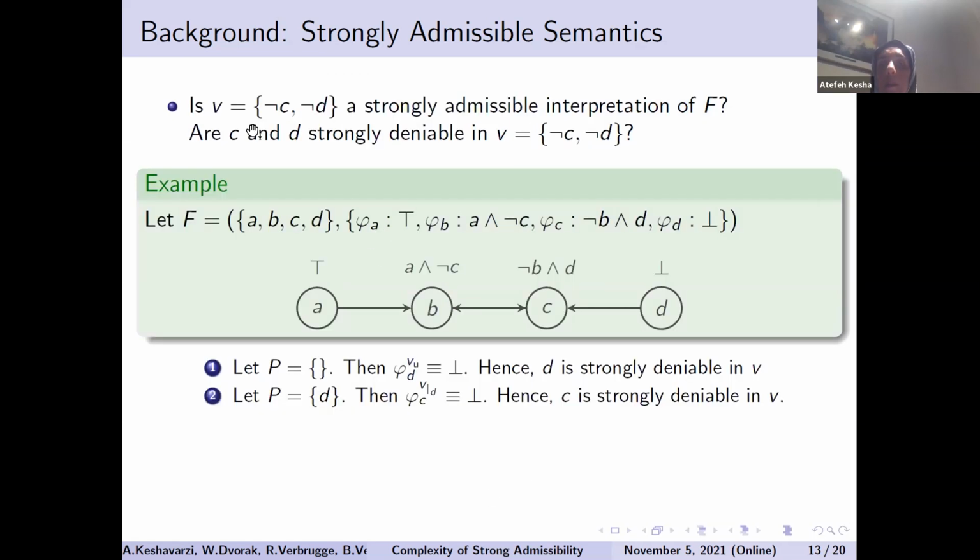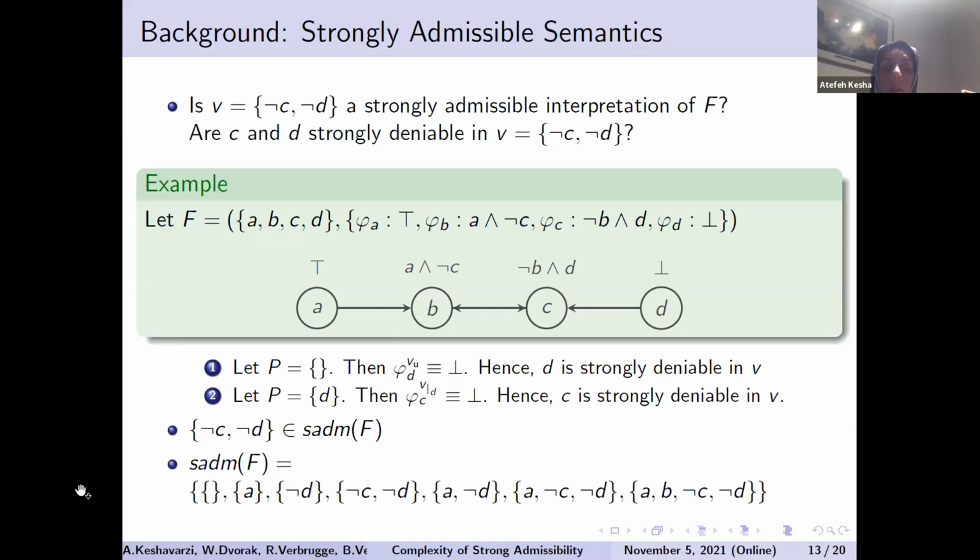Back to our example, if we want to show whether this interpretation is strongly admissible, we have to check whether C and D are strongly deniable in this interpretation. As we have already checked, this is the case for these two arguments. Therefore, this interpretation is a strongly admissible interpretation of this ADF. And here is the set of all strongly admissible interpretations of this ADF. As you see, the grounded interpretation is one of them, and the trivial interpretation is also a strongly admissible interpretation, and it is always the case.